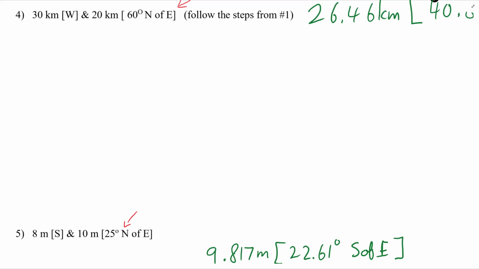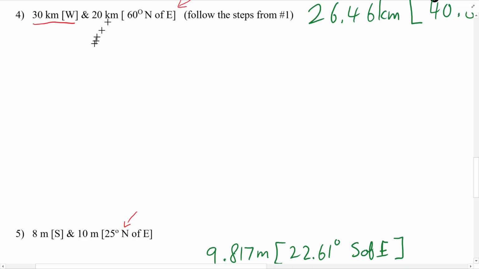Okay, welcome class. We're going to do number 4 here, a vector addition of 30 kilometers west. Can I draw on the screen? There we go. And 20 kilometers, 60 degrees north of east. So let's just envision what it actually looks like.